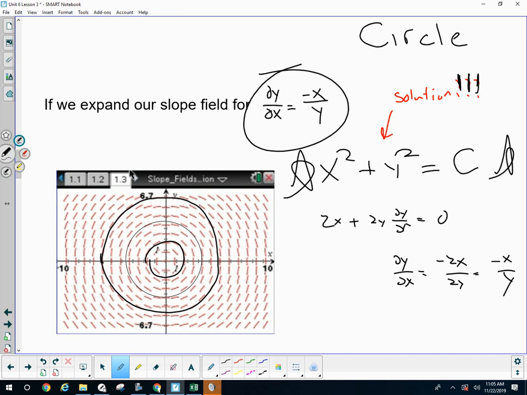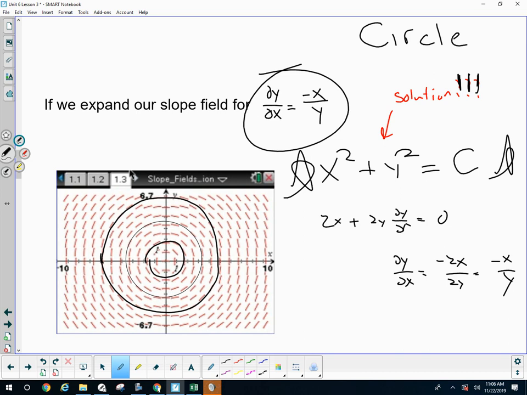So does that mean we're never going to have to take the antiderivative of negative x over y? Nope. That'll be our primary goal of this class, to actually figure out how to take the antiderivative of this. But for this lesson, you are required to understand this alternate approach of visualizing your solution, okay?